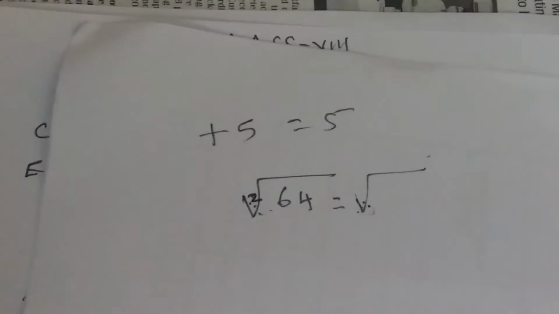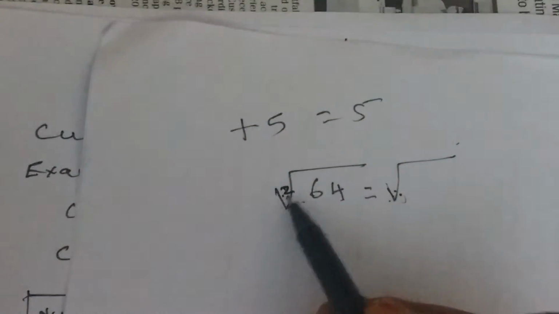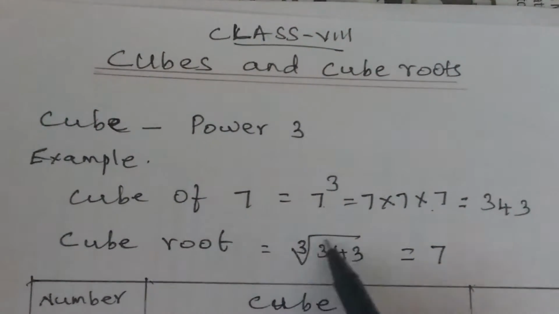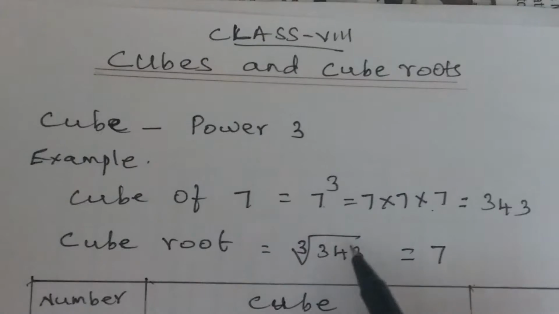And now for cube root, square means 2, so we put 2; even it can be written without 2 also. Cube root means inside the symbol we have to put 3. This is called cube root of 343. What is it? What number has to be multiplied 3 times so that you get 343? What is that number? The number is 7. If you multiply 7 three times by itself, we get 343. Therefore, the cube root of 343 is 7.